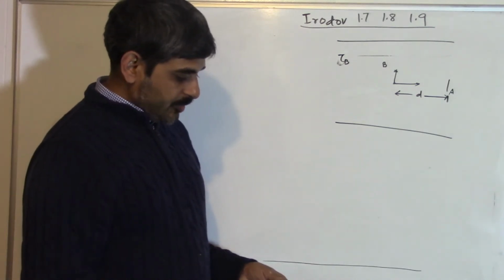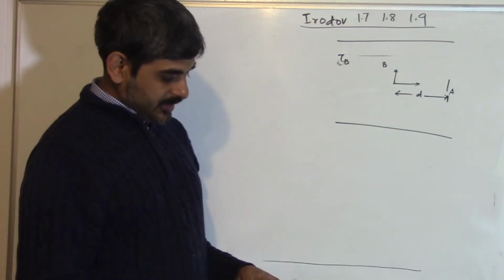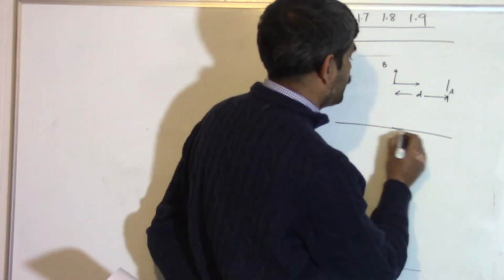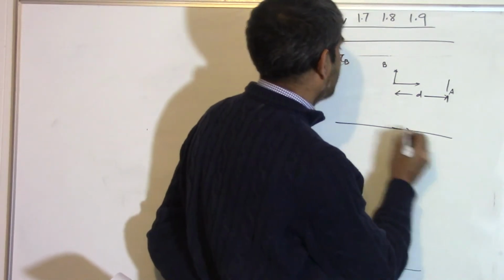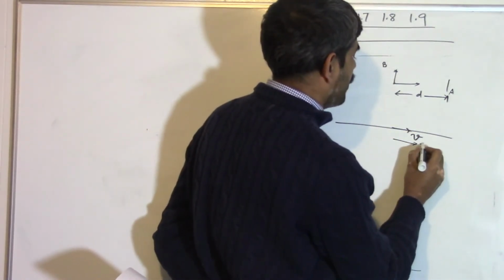The velocity of the boat with respect to water is eta equal to 1.2 times greater than the stream velocity. So let us say the stream velocity is v, then the motor velocity is going to be eta times v.